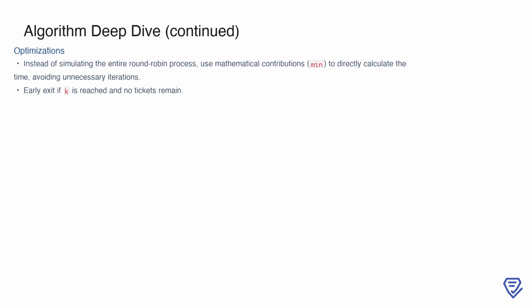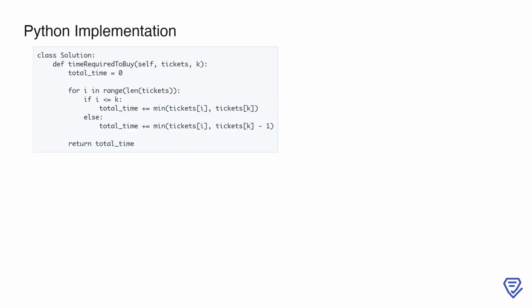This Python implementation solves LeetCode problem number 2073, Time Needed to Buy Tickets. The goal is to calculate the total time required for the kth person to buy their tickets in a round-robin manner. The function timeRequiredToBuy takes two inputs, tickets, a list where tickets[i] represents the number of tickets person i needs, and k, the index of the person whose total time we are calculating.